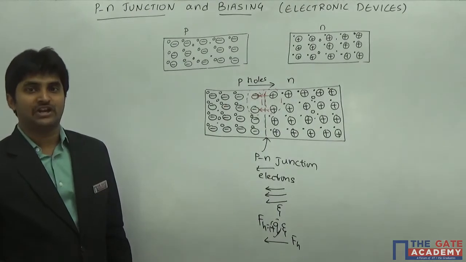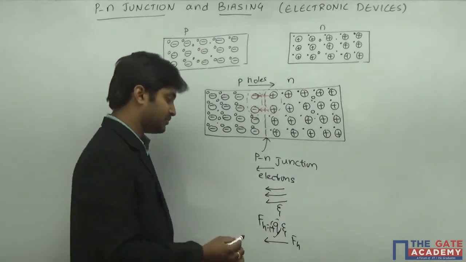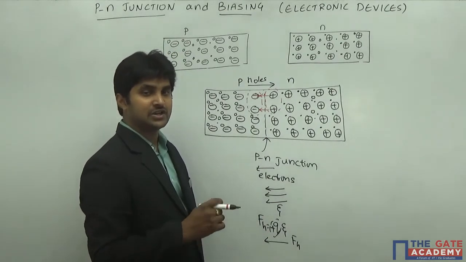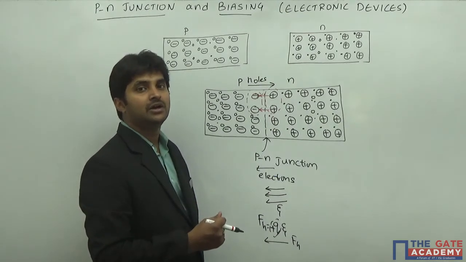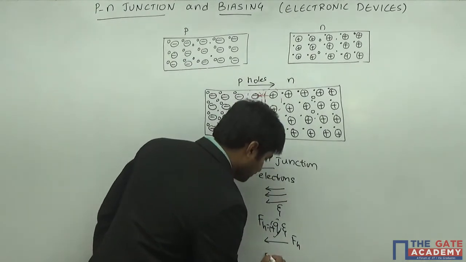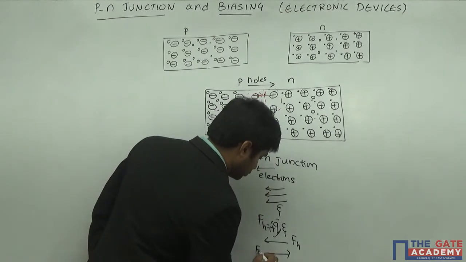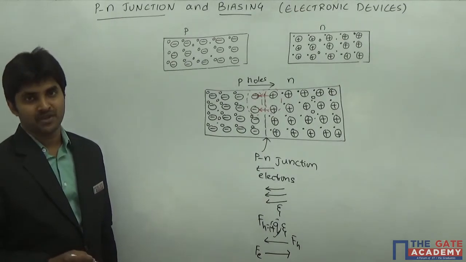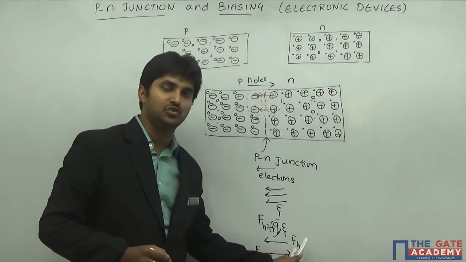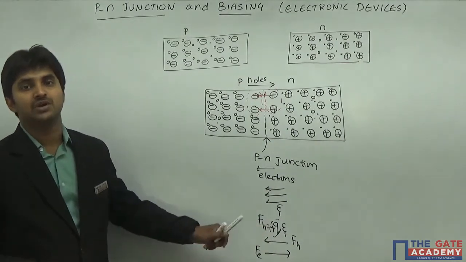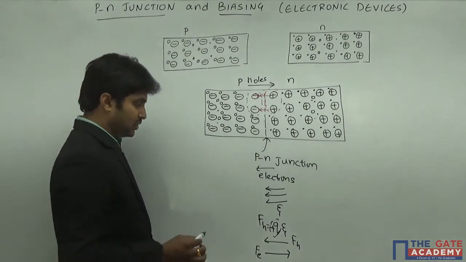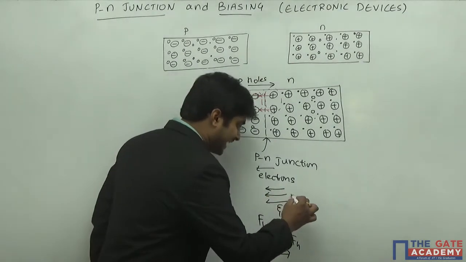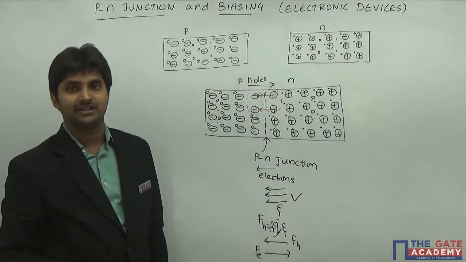Now what will be the force on the electron? Force on the electron will be in the opposite direction, because you have minus Q into E. So minus Q into the direction of electric field. So minus E is going to be the direction of the force on the electron. So the force on the electron is going to be in the opposite direction to that of the electric field, and also opposite to the force on the hole. So this is going to be the force on the hole, and this is going to be the force on the electron because of the electric field.